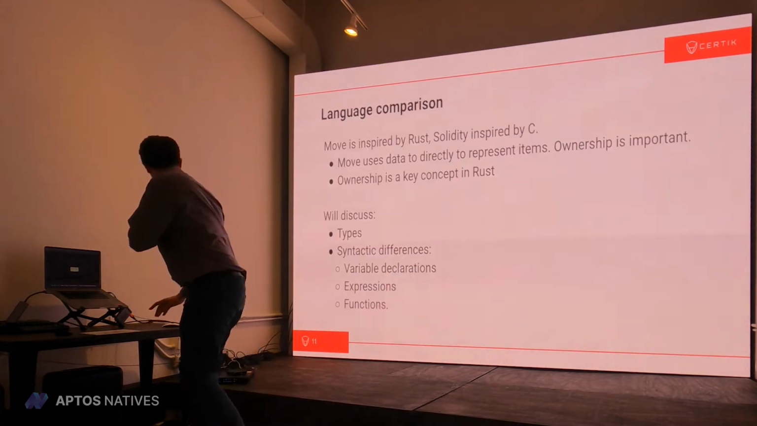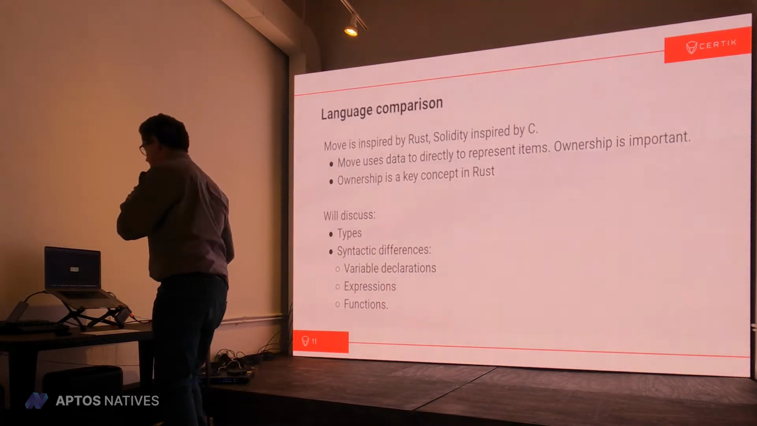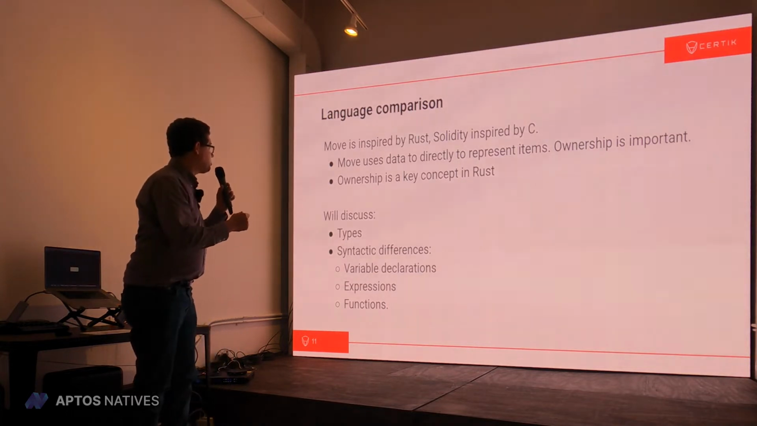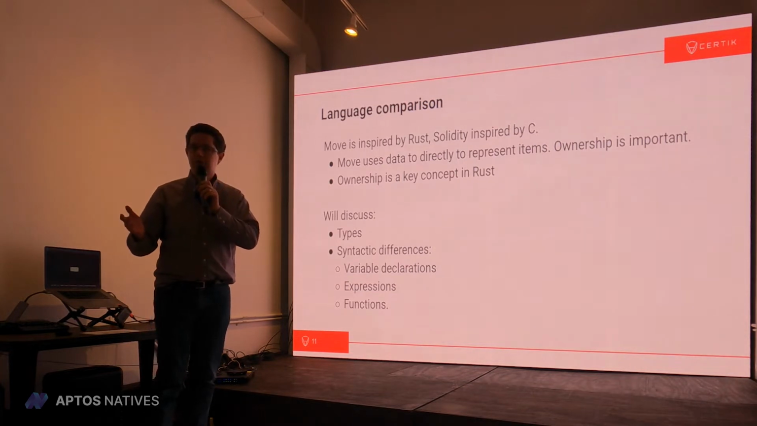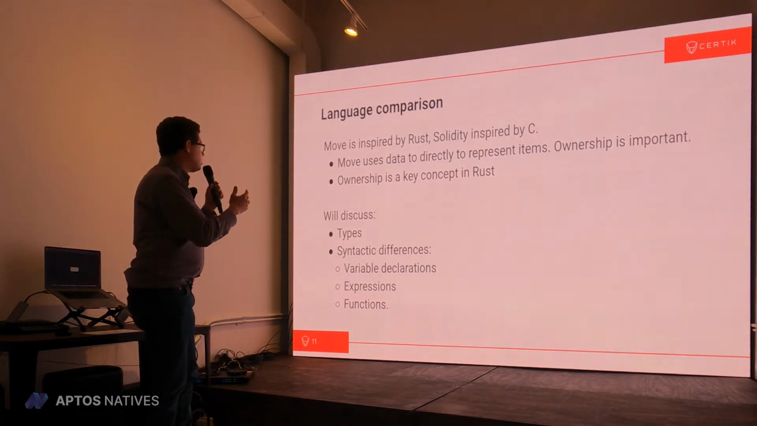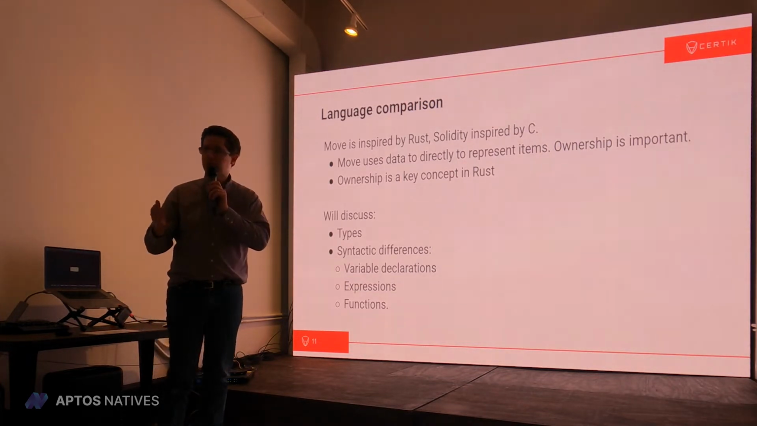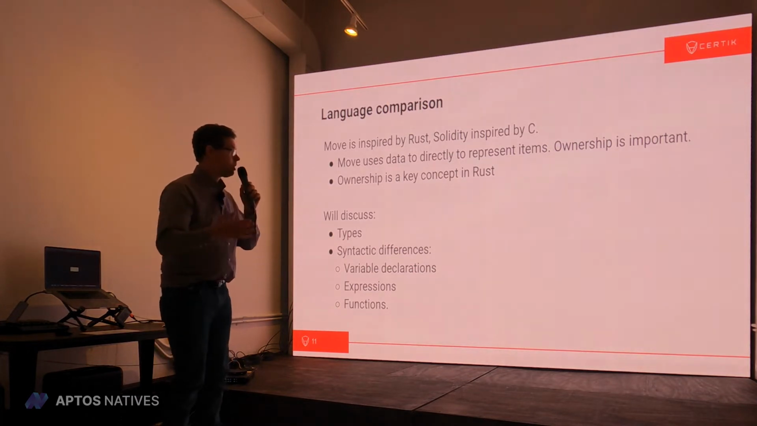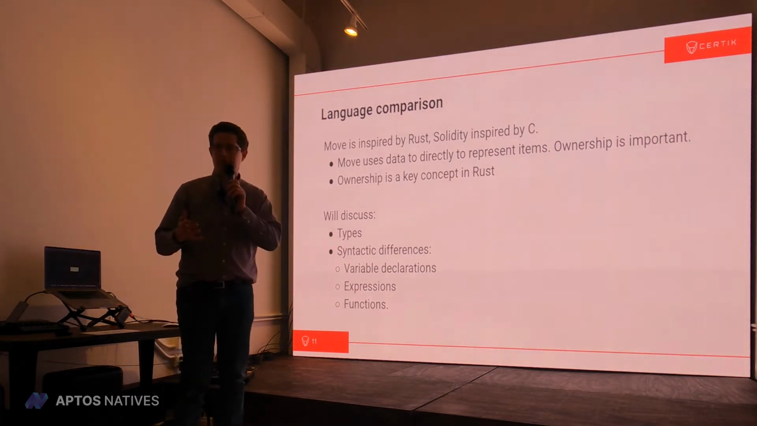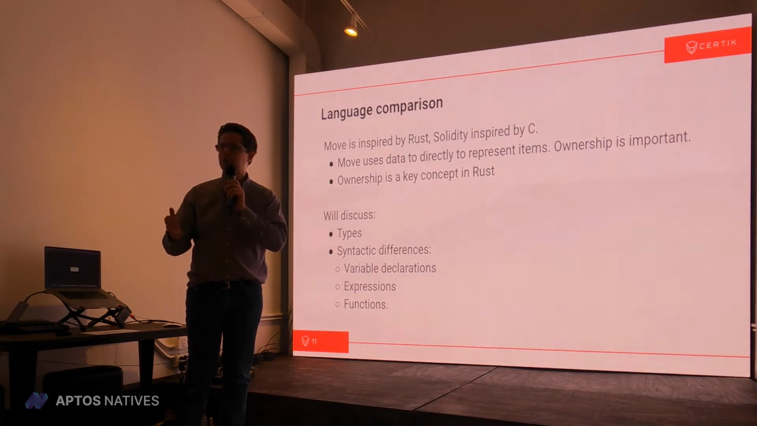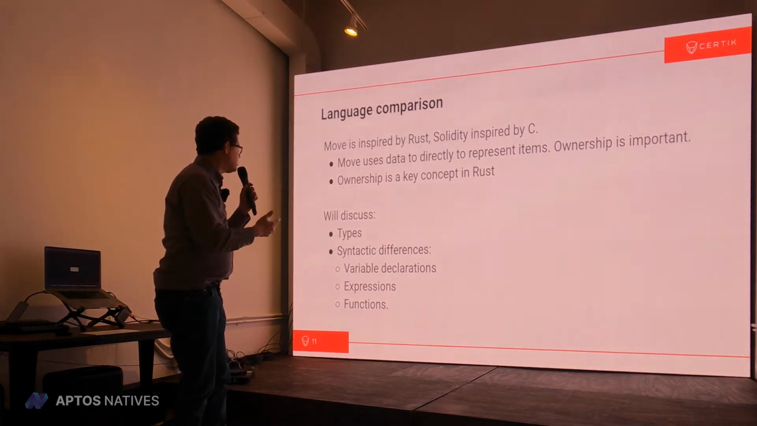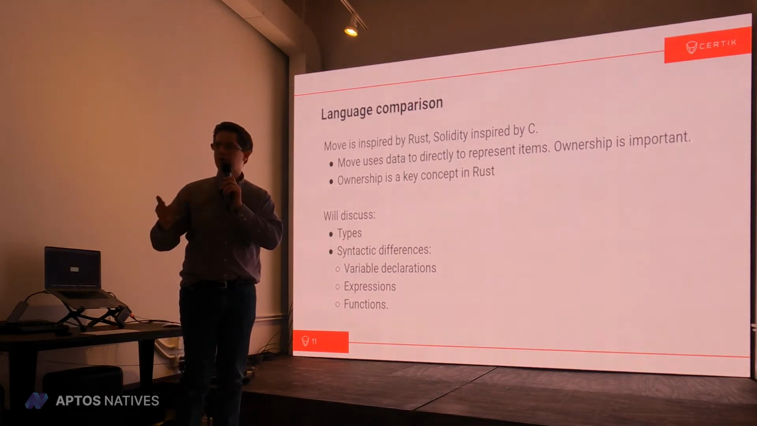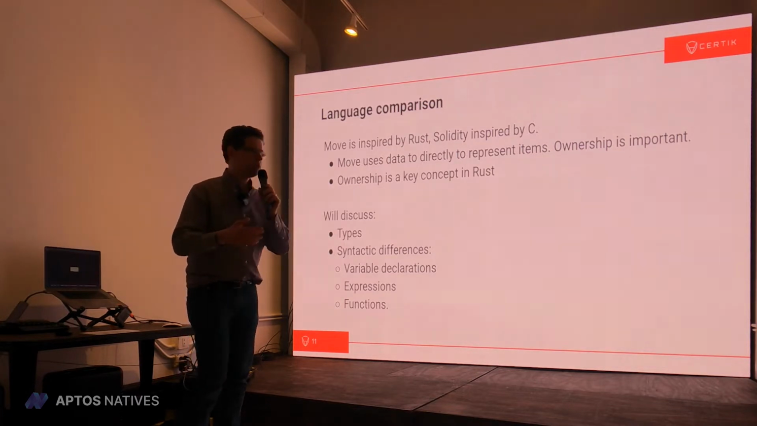So, let's jump into the language comparison. As people have mentioned, Move is inspired by Rust. Solidity was inspired more by C. Move uses data to directly represent the items of value. What this means is that ownership is important. Once you determine that ownership is important, this is why you want to try to do something based on Rust. Ownership is a key concept in Rust. Ownership is about how you manage memory in Rust. It's a key built-in concept.